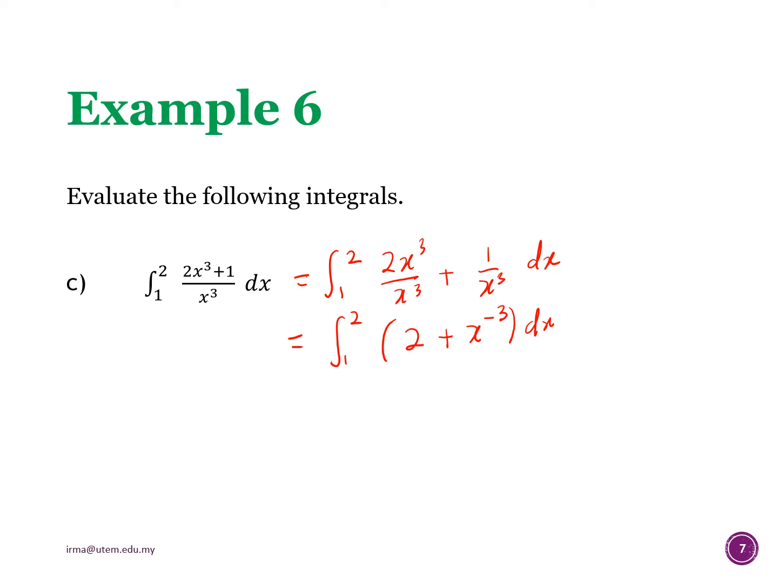So this one has not been integrated yet, we just simplified first. Now we solve for the integration. We integrate the function 2 plus x to the power of negative 3. So we have 2x plus x to the power of negative 2 over negative 2.